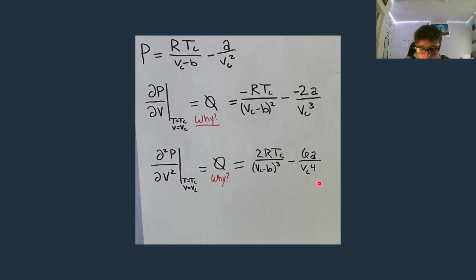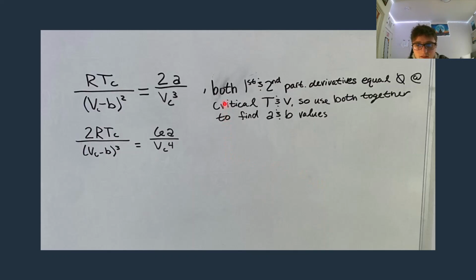Simple. Now what we can do is that since they both equal 0, we can use both of them together to find the A and B values. Since we have 2 different variables, we have to have 2 different equations. So here we are.